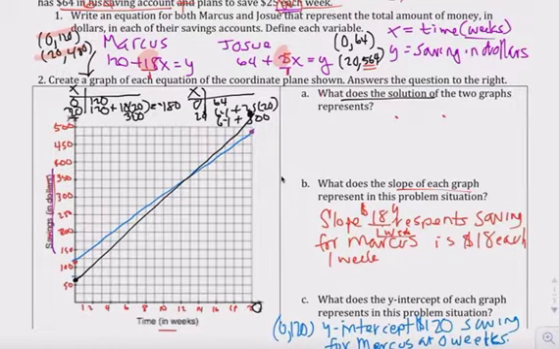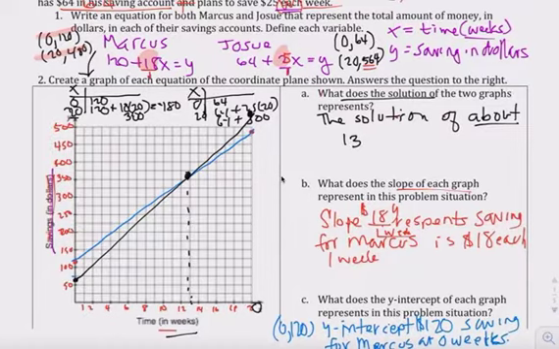So it meets somewhere here, about 13 and 360 something. What does the solution of the two graphs represent? The solution, and we're estimating here so we're putting the word "about," is about 13 weeks and $360.